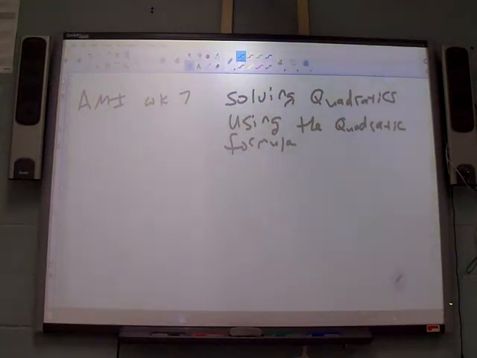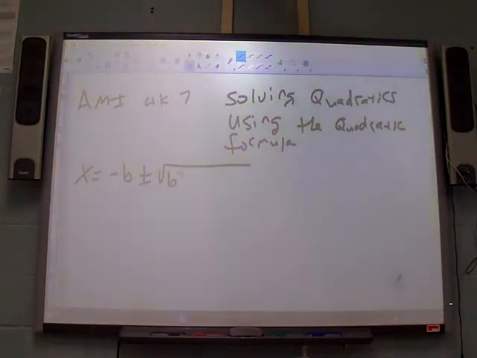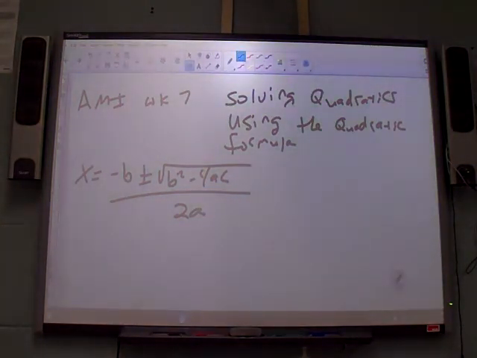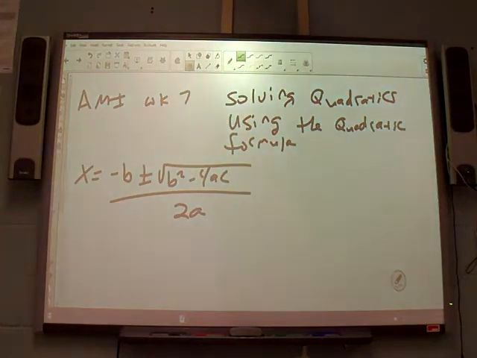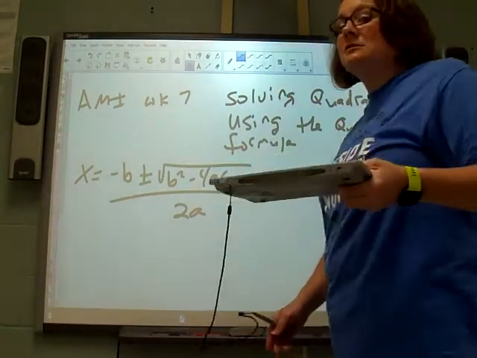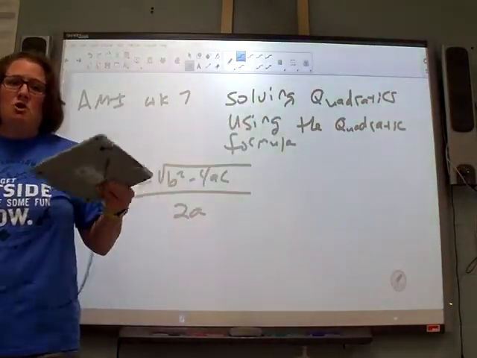Okay, so we'll start off and say x equals negative b plus or minus the square root of b squared minus 4ac, all over 2a. X equals negative b plus or minus the square root of b squared minus 4ac all over 2a.